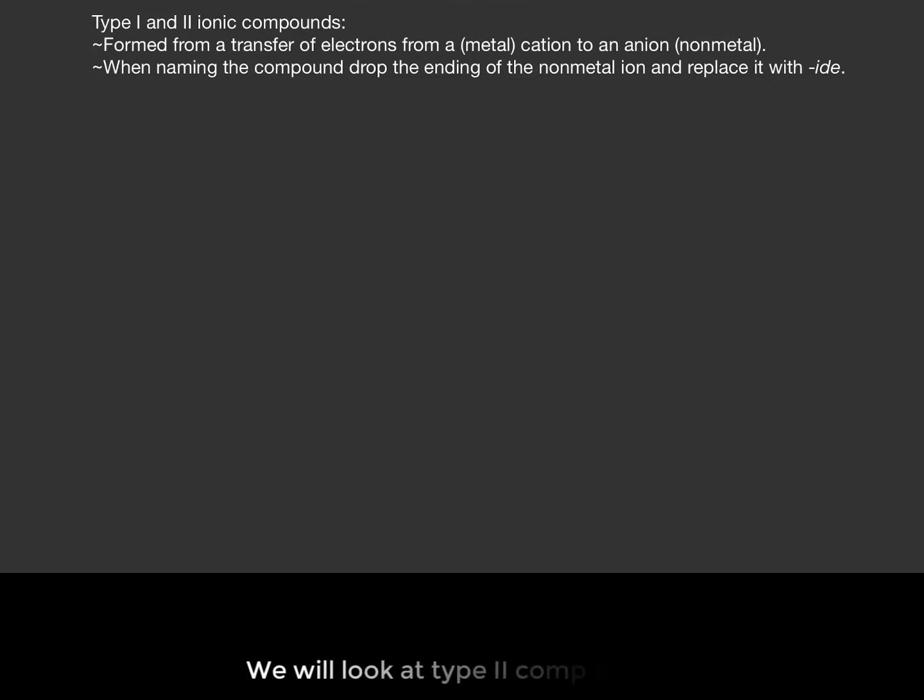Welcome back, class. All right, let's take a look at ionic compounds. Particularly, we're going to look at type 1 and type 2 ionic compounds. So really the only difference between both of these is that type 1 is when we're working with what we call representative elements. So that would be just the non-transition metal elements. And then type 2 is where we're working with the transition metals.